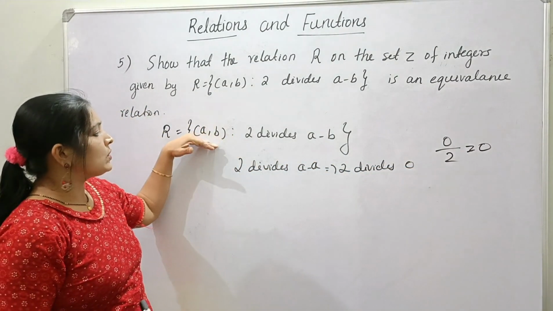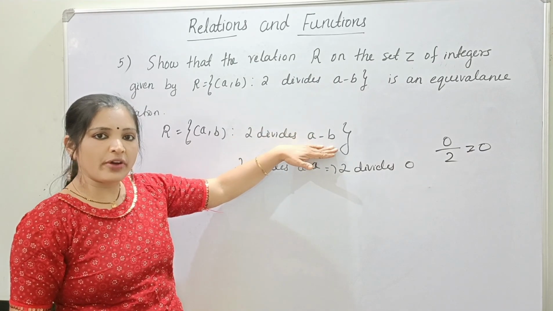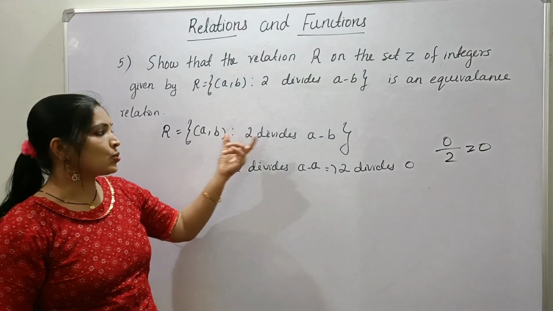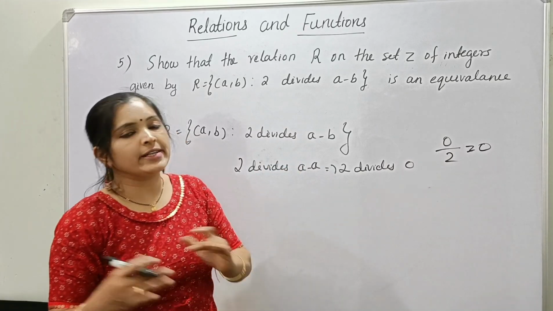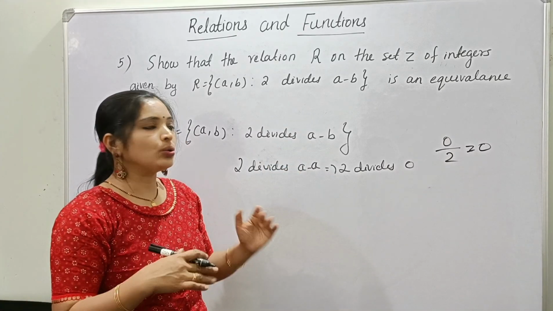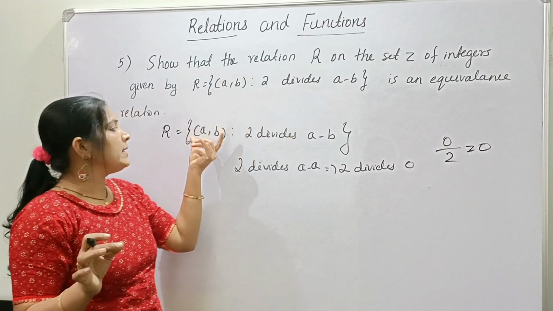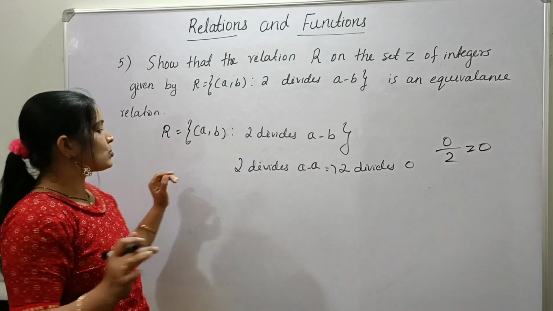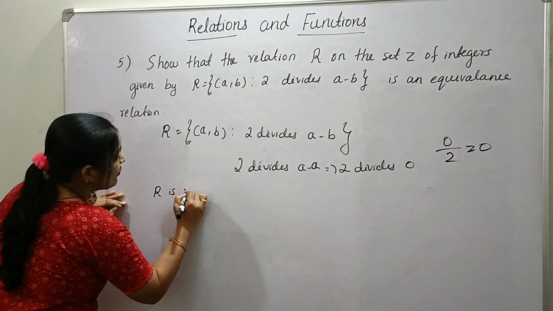Therefore we can say 2 divides A minus A, because we know that 2 divides 0. That means the ordered pair AA belongs to R. So since AA belongs to R, this R is reflexive.